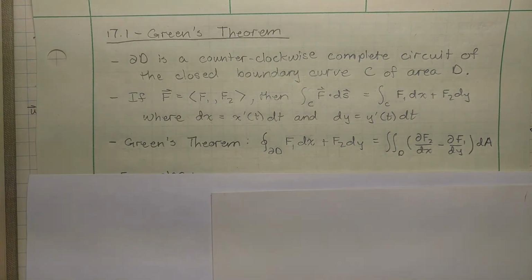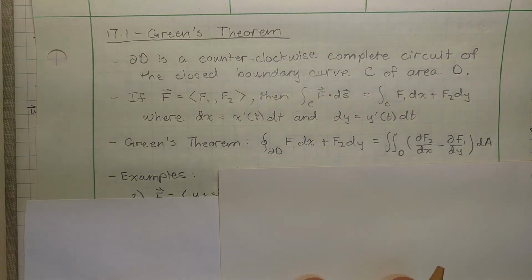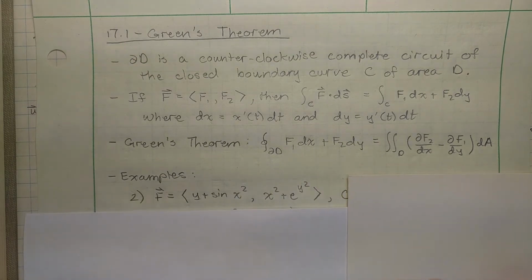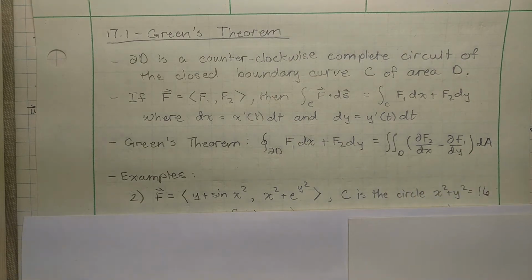Okay, so let's take a look at how it becomes an advantage. Let's look specifically at number 2. Number 2 gives us the following vector field: y plus the sine of x squared for the x component, and x squared plus e to the y squared for the y component. And it gives us the curve. It's the circle centered at the origin, x squared plus y squared equals 16. So that's a circle centered on the origin with radius 4.